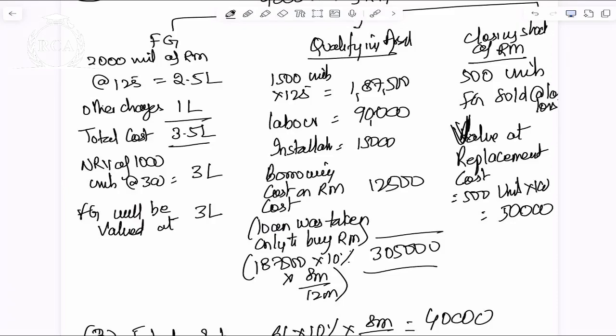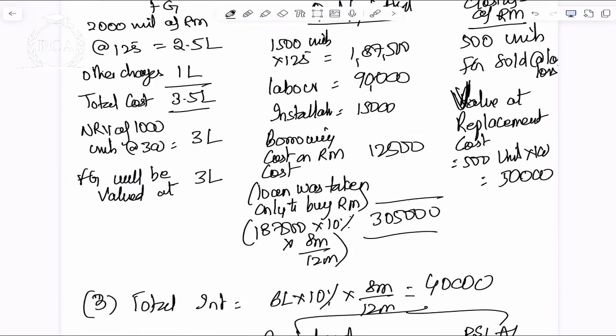क्या बेटा बोल? Value at replacement cost. Finished goods sold at loss. As finished goods are sold at loss, beta, you will value raw material at replacement cost.